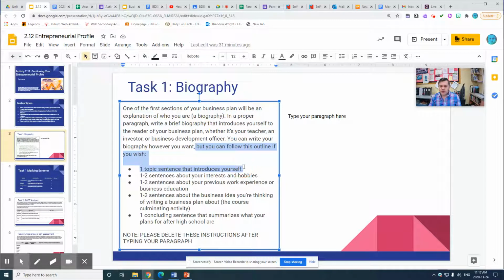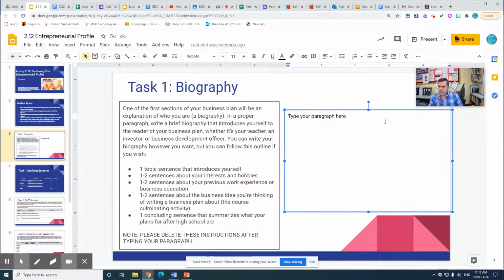One sentence that introduces yourself, a sentence or two about your interests and hobbies, a sentence or two about your previous work experience or business education, a sentence or two about the business idea you're thinking of writing a business plan about, which is a course culminating activity. And finally, a sentence that summarizes what your plans are for after high school.